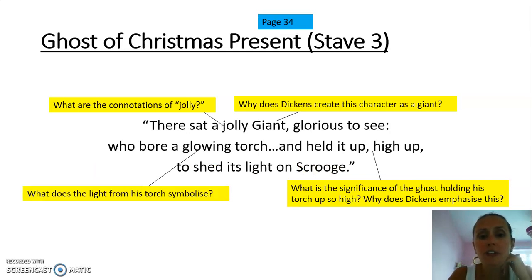This is the introduction of the Ghost of Christmas Present then. As I've just said previously, you've probably got these notes down, but I want you to try and expand and develop your own ideas now using those prompts I've given you. So pause, go to page 34 of your text and add to those notes, please.